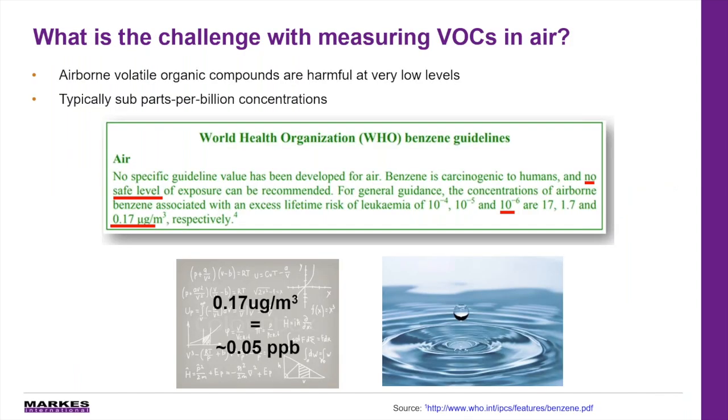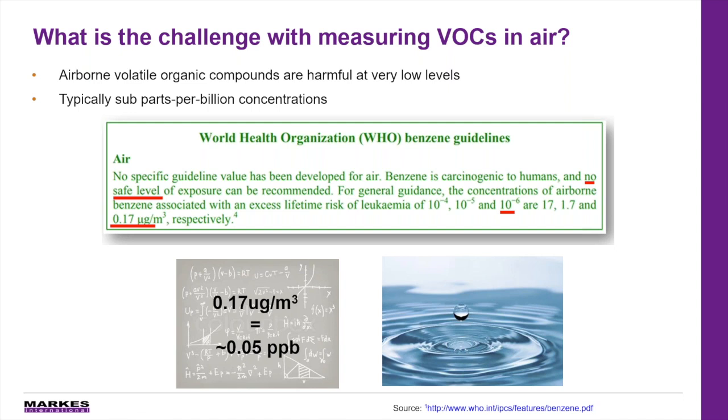For anyone joining us today who's new to air monitoring, we're going to have a quick look at what the challenges are when we're trying to measure VOCs in air. VOCs are harmful at very low levels, so analysis is not always straightforward. To give you a quick example, the World Health Organization guideline for benzene in air states that there is no safe level of exposure, and even concentrations as low as 0.05 ppb are associated with an increased risk of leukemia.